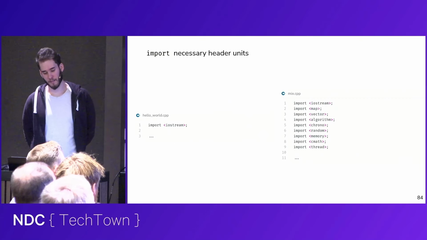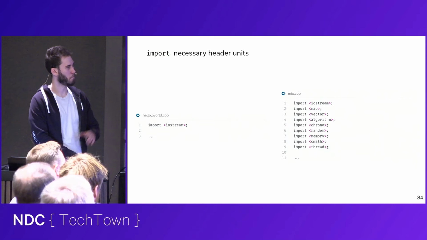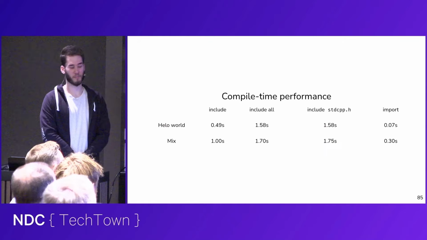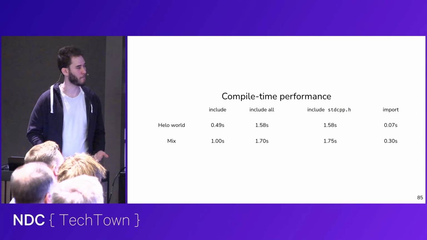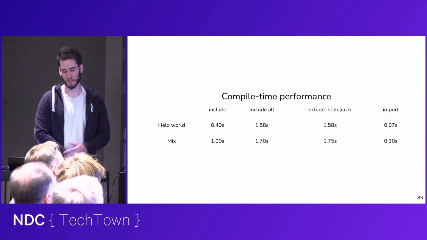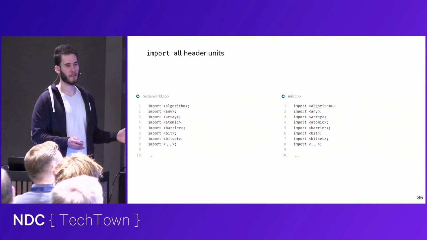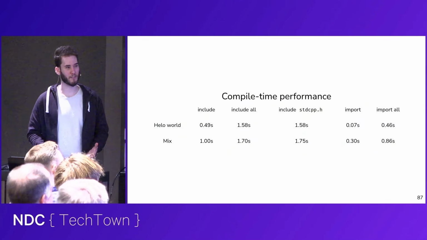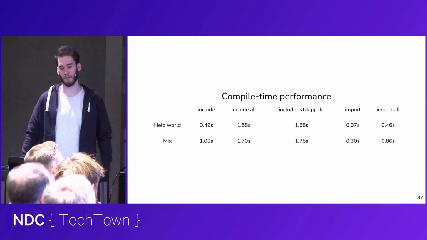If you're importing necessary header units, so just import IOStream for hello world and import the necessary things for mix.cpp, suddenly you get a much better compilation time, because you're not reprocessing all of these headers all the time. You're just doing it once and storing it in an efficient representation that you can just utilize. And even if you come here and you import all of the headers that are in the standard library, you get a compilation time that looks like this. It's still faster than just including the necessary ones, by including everything and not having to think about it.